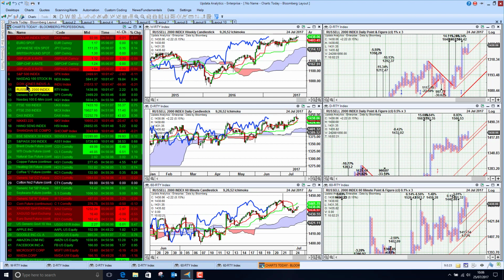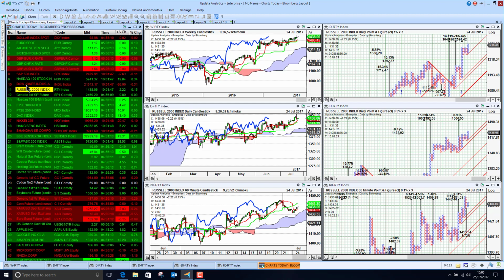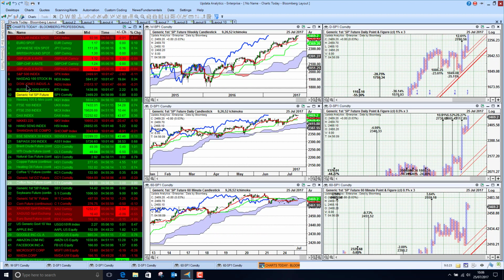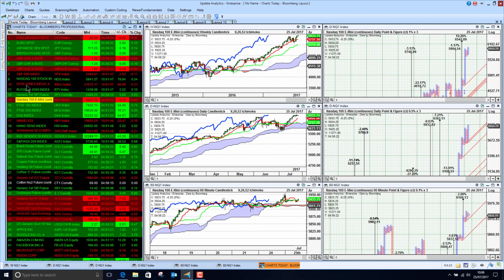The Russell 2000 was up slightly, bullish above all three time frames above the cloud, so again looking very strong. The S&P future up very slightly this morning, and the Nasdaq E-mini no change, so no real heads up on which way the US market is going to open.